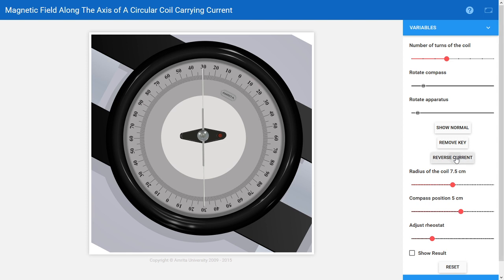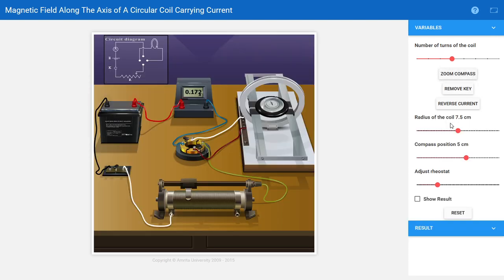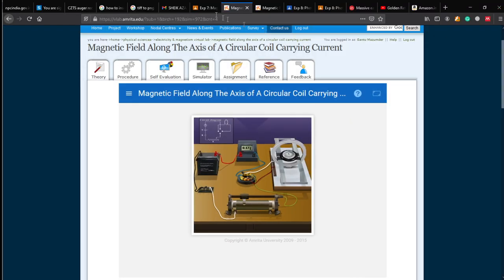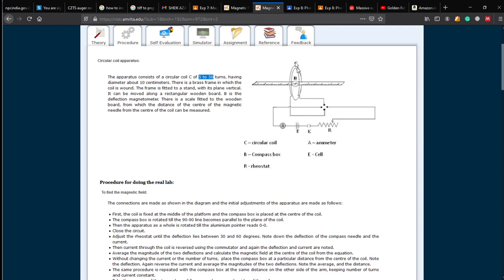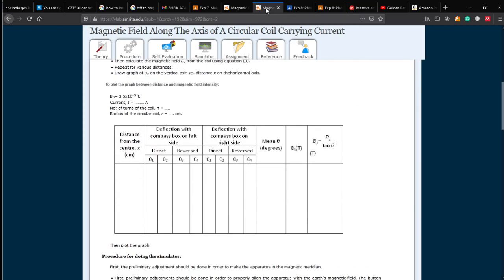So let me stay with that value. I'm going for the show normal. Now let's go to this value. So you can see I have the distance from the center x, deflection with the compass box on the left side, deflection with the compass box on the right side. I have another column for the mean Bx, and ultimately this is the B0.